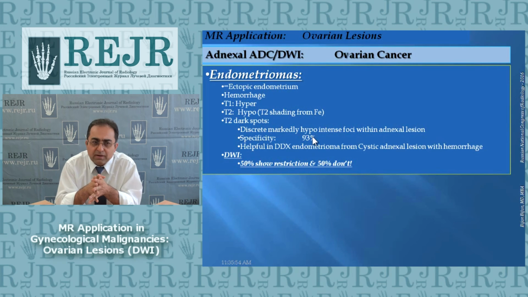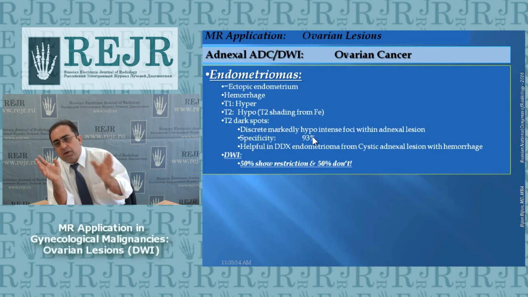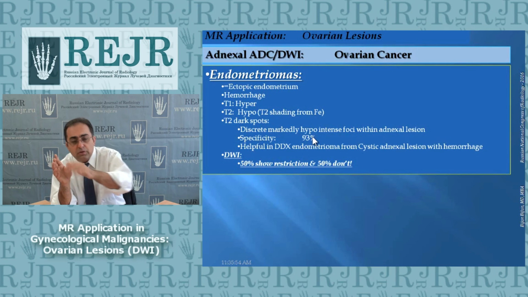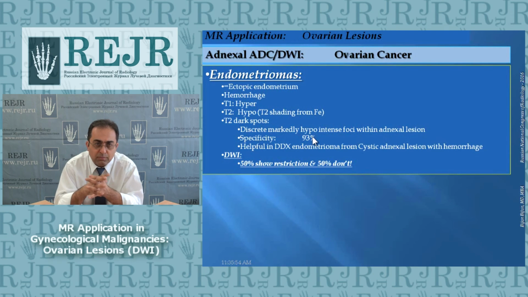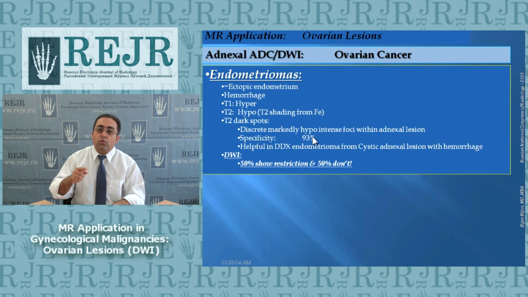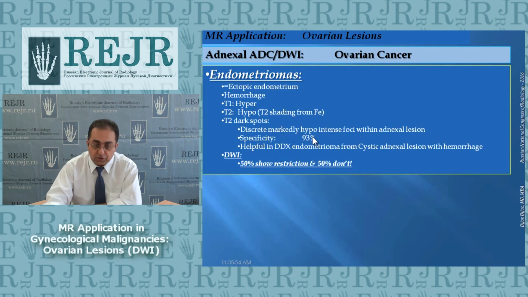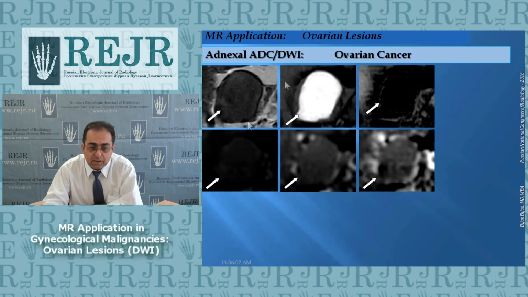Sometimes endometrioma can cause adhesion and cause tethering of the bowel. Sometimes it can cause adhesion of the uterus to the rectum or sigmoid colon. It can cause all sorts of pelvic pain. And they can actually be very, very subtle. 50% of them show restriction, 50% of them don't show restriction. So this is one of the lesions in the pelvis that can give you DWI restriction.